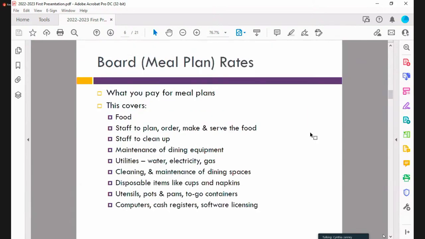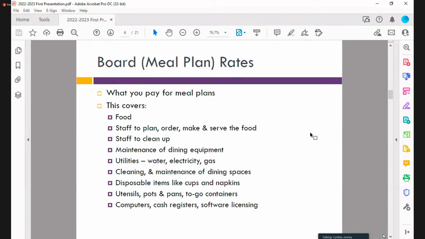What's included in meal plan rates? The food, the staff that plan, order, make, and serve that food, staff that clean up, maintenance of the dining equipment, the utilities, water, electricity, and gas, the cleaning and maintenance of the dining spaces, disposable items like cups and napkins, utensils, pots, pans, to-go containers, computers, cash registers, software licensing. So it's paying for a lot of stuff.